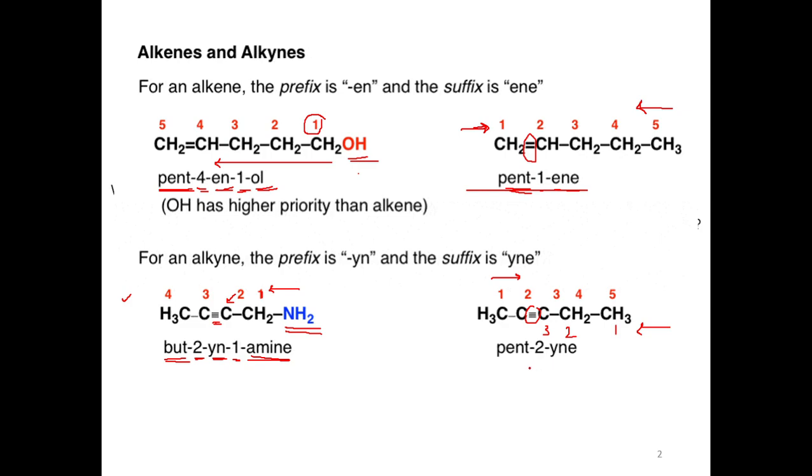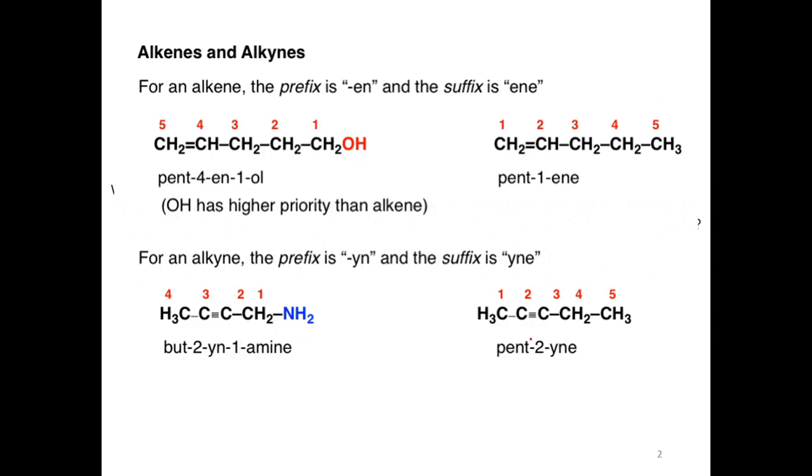Then there are 5 carbon atoms, so we will write pent. Now we can see at carbon number 2 we have a triple bond. So this organic compound belongs to the alkyne family, that's why we will write 2-yne. So the name will become pent-2-yne. I hope all of you are clear till here. We will do some more examples, then we will start solving the questions.